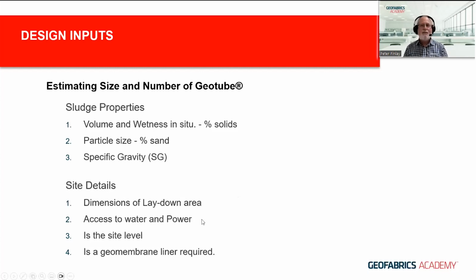So you've got to have access to water and power for the polymer makedown. The site should be level, or it has to be leveled, and you've got to make that decision if there's a geomembrane required.